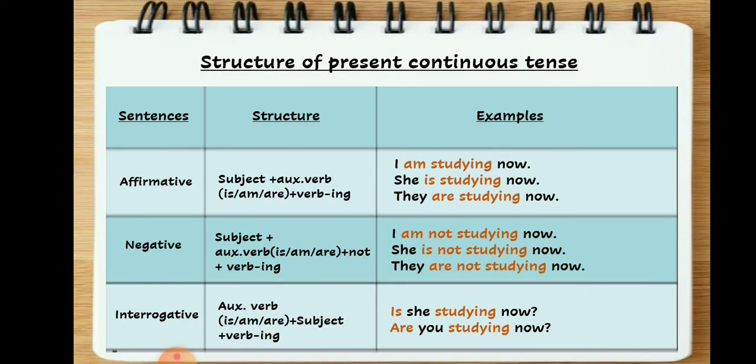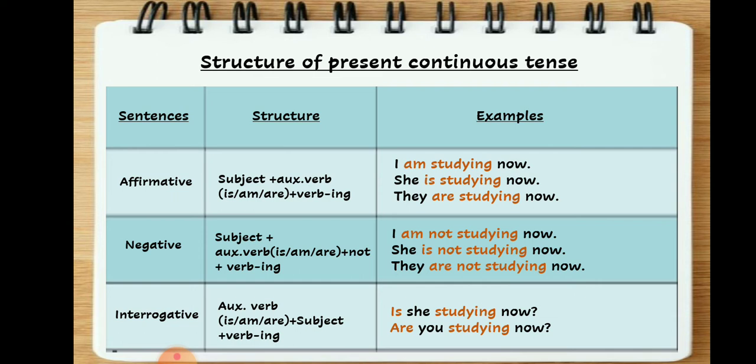Here you can see how affirmative, negative and interrogative sentences are written in present continuous tense. The structure of affirmative sentence is subject plus auxiliary verb is, am, are plus ing form of verb. As you all know, am is used with pronoun I, is is used with singular pronouns like he, she, it or any other singular noun, and are is used with plural nouns and pronouns. I am studying now, she is studying now, they are studying now.